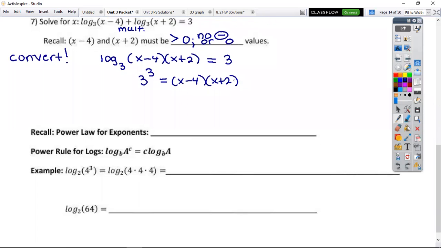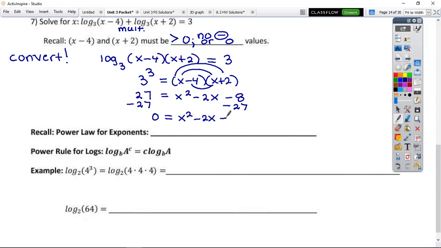So I have here a 27 equal to, I'm going to multiply this. So x times x is x squared plus 2x minus 4x gives me negative 2x and minus 8. So I'm going to factor this once I get it equal to 0. So I go minus 27, just like you did before. We are left with 0 equal to x squared minus 2x minus 35. And then you're going to apply your trinomial factoring to finish and solve.